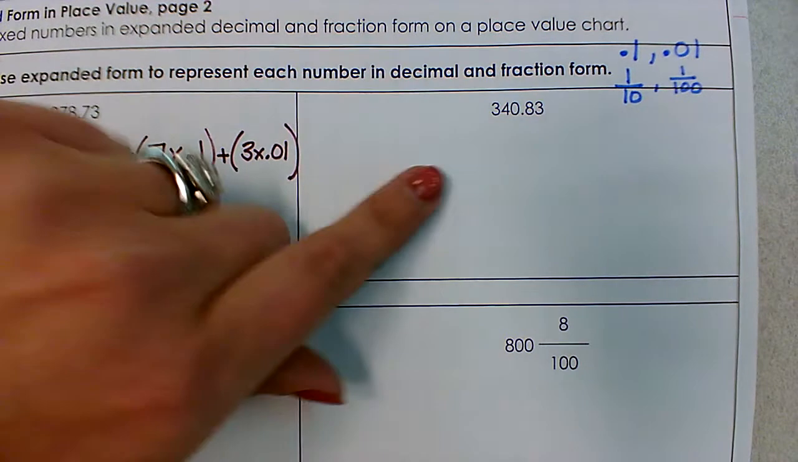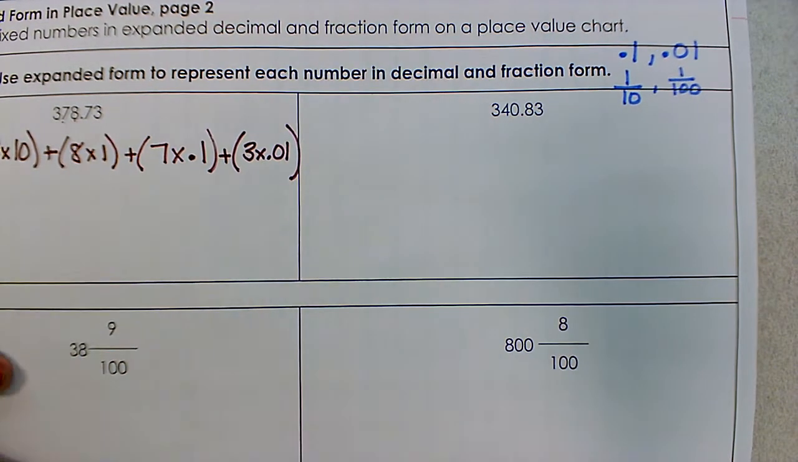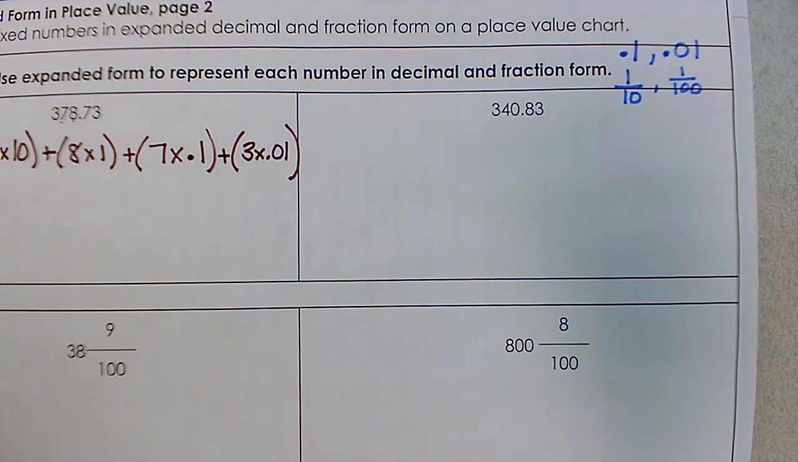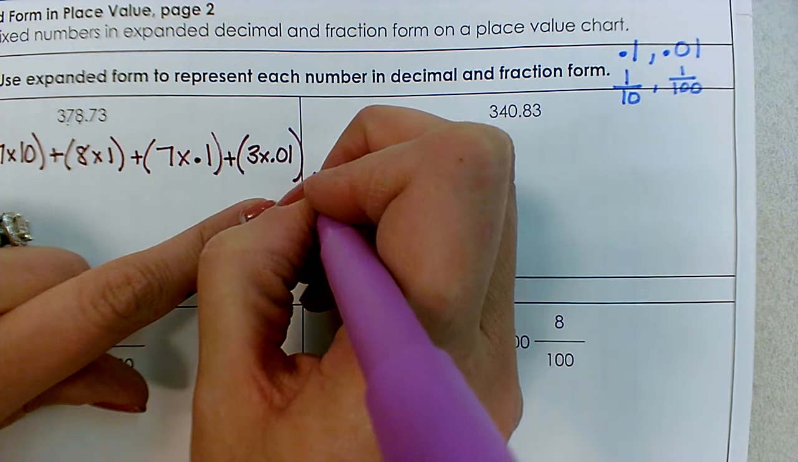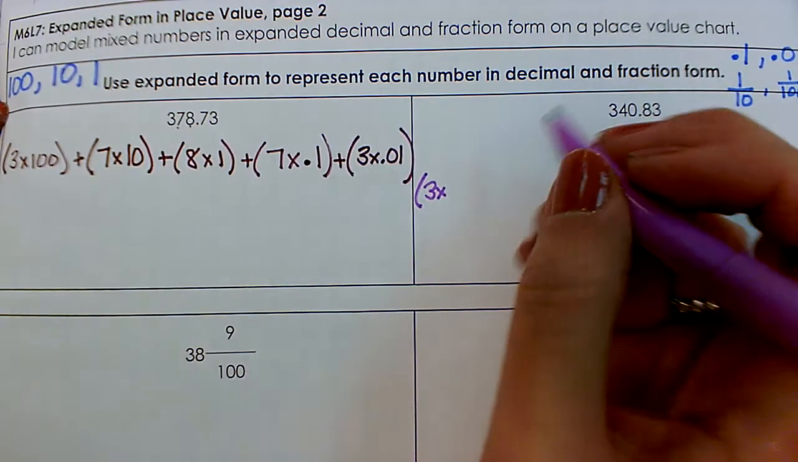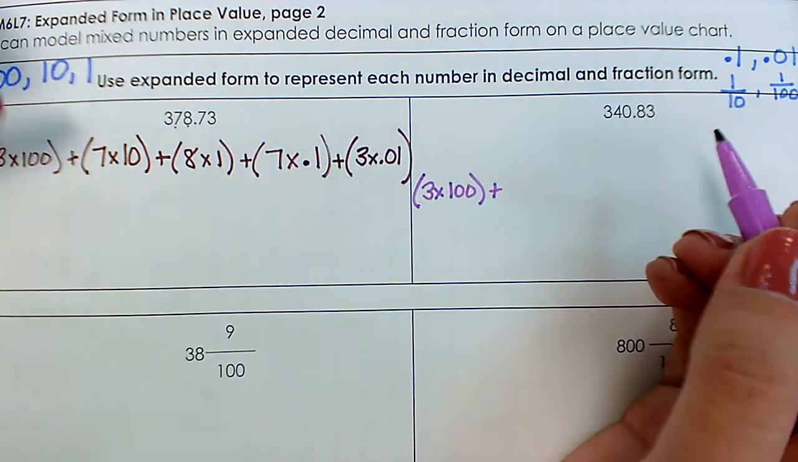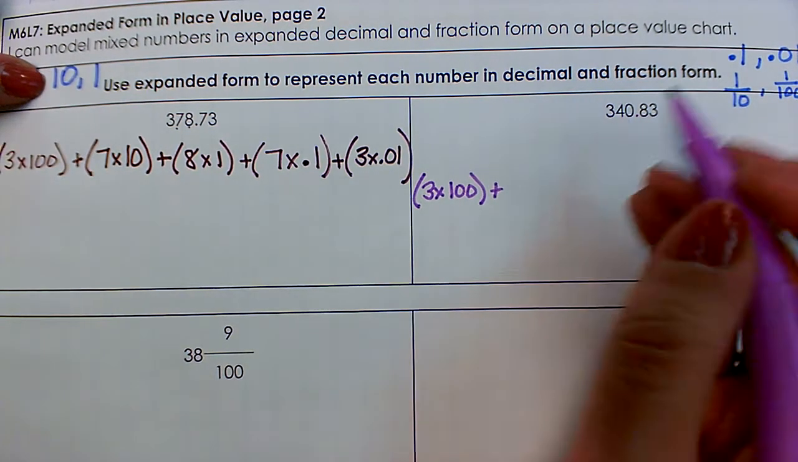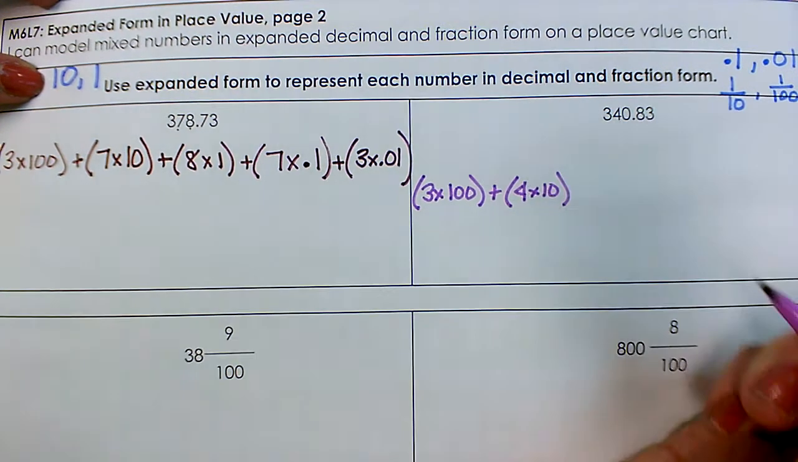So let's try it again, this time over here. 340 and 83 hundredths. So again, we're going to look at breaking apart every single place value. The first digit is 3. So we're going to say 3 times, the value of that place is 100. 3 times 100 plus. Next I have my tens. There's a 4 there, so it'll be 4 times 10.